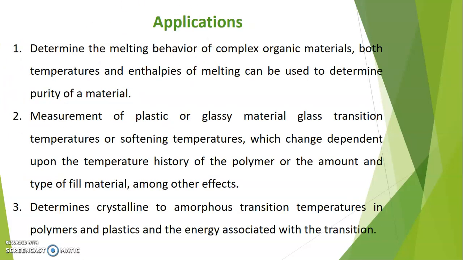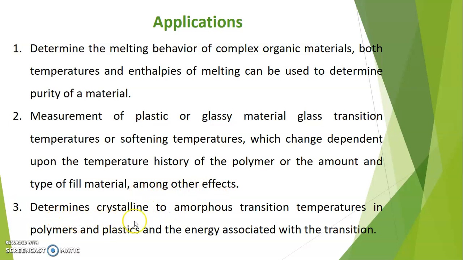Now let us see the applications of the DSC method. It is used to determine the melting behavior of complex organic materials. Both temperature and enthalpies of melting can be used to determine the purity of a material. It is also used for the measurement of plastic or glassy material, glass transition temperatures or softening temperatures, which change depending upon the temperature history of the polymer or the amount and type of film material, among other effects.